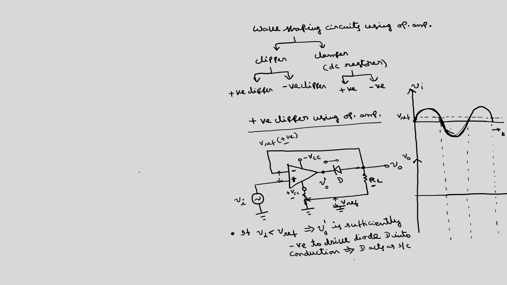You can see that the equivalent circuit will now be something like this. This will be short circuited and connected here, and here is the input voltage Vi, and here we are taking the output V0 through the resistor. This is basically a voltage follower. So the circuit acts as a voltage follower.